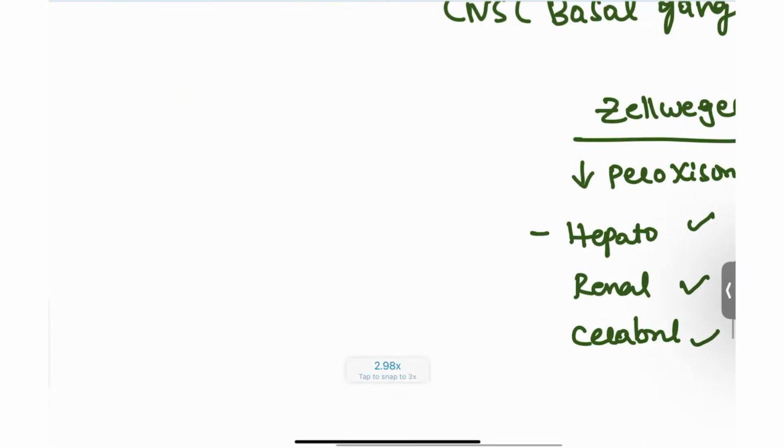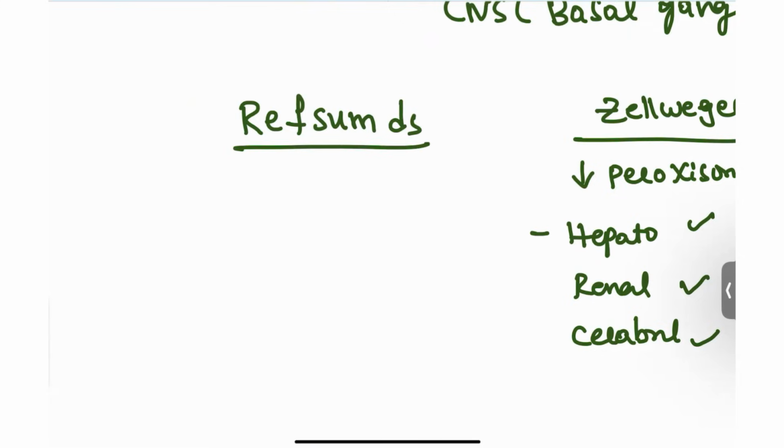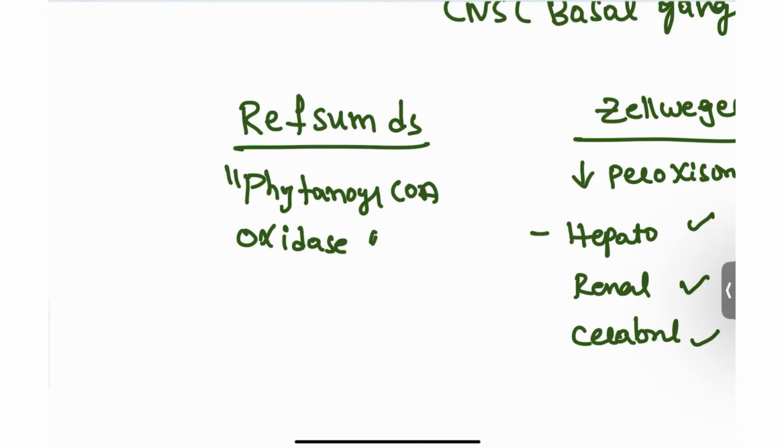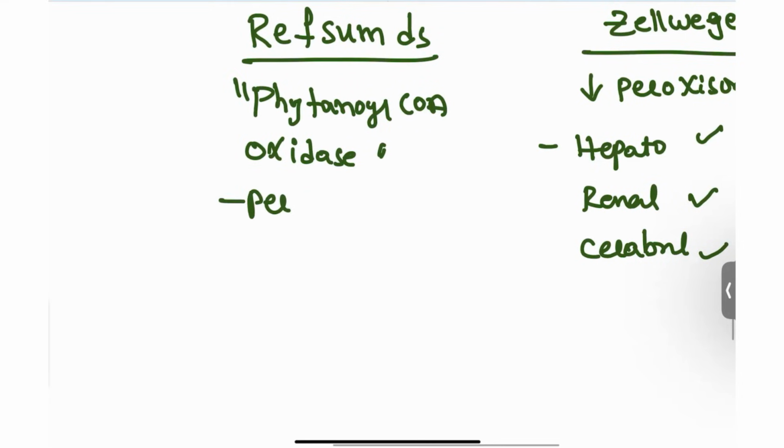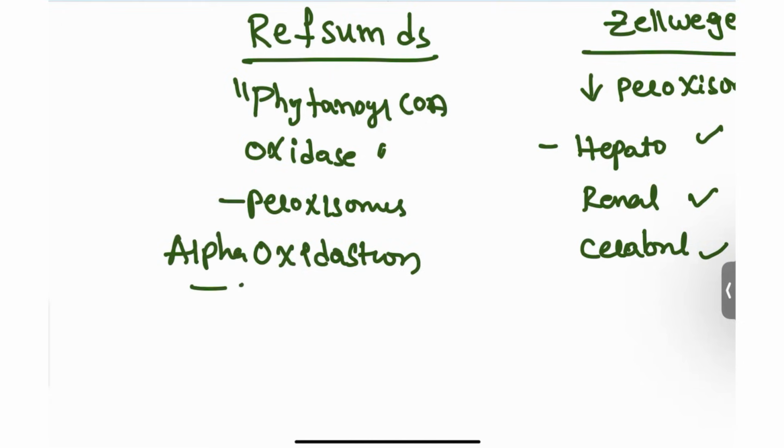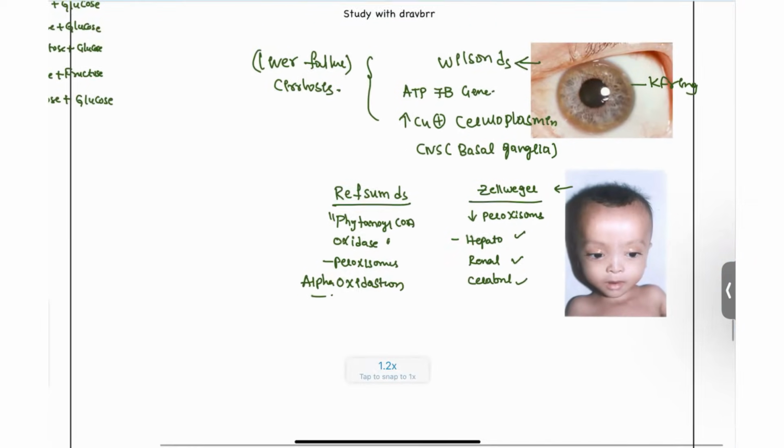The other one you have to remember is Refsum disease. In Refsum disease there will be increased phytanic acid, due to a defect. Phytanoyl coenzyme A hydroxylase will be defective in this patient. This is also associated with peroxisomes. Alpha oxidation will be decreased. So these are the important points and diseases that you have to remember.